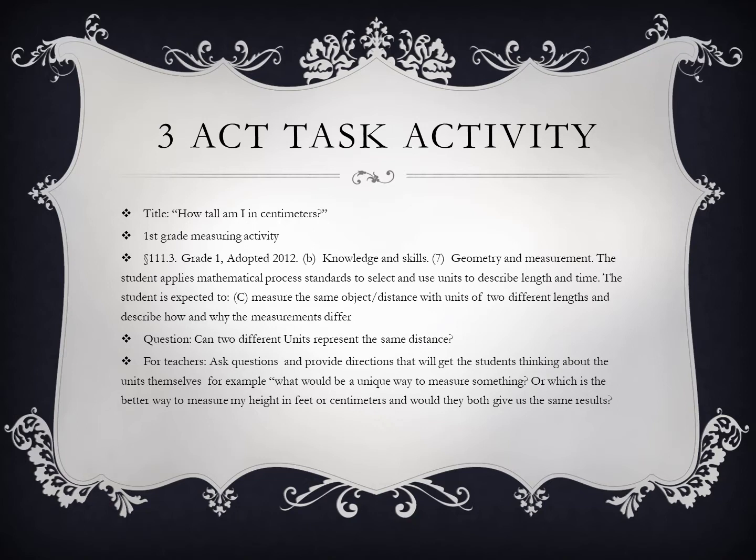For the teachers who are going to be watching this video, this answers the question, can the same two units represent the same distance? Since it's meant for first graders, we're going to show them that it can.